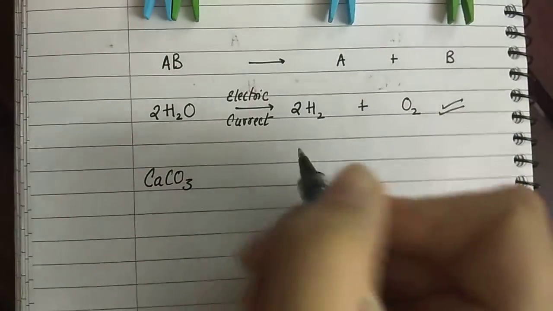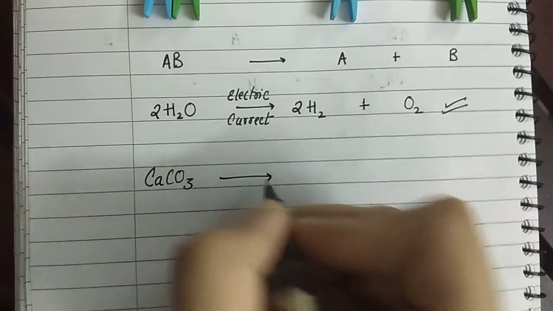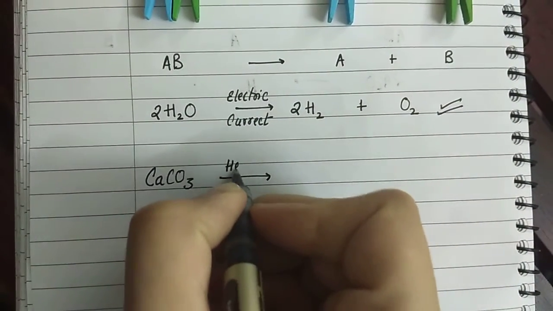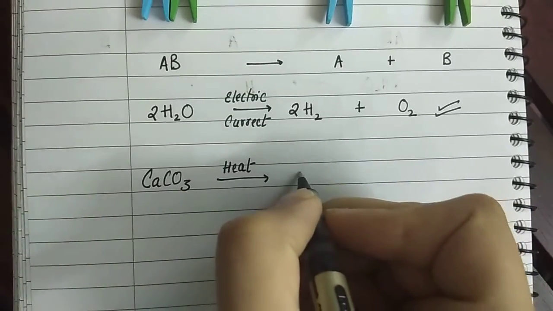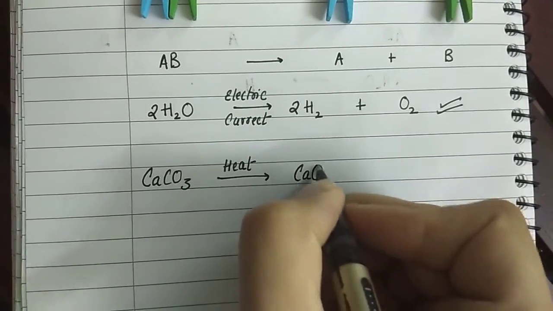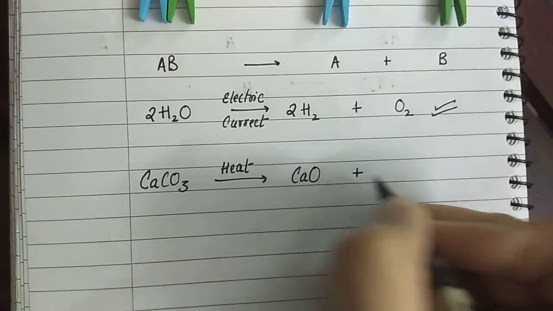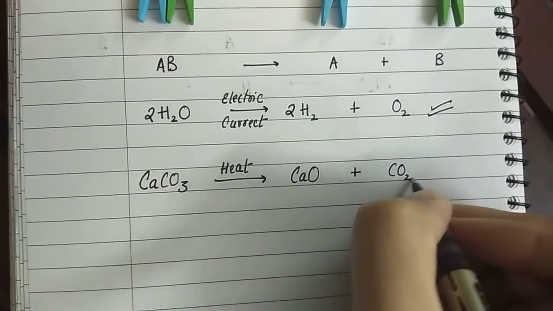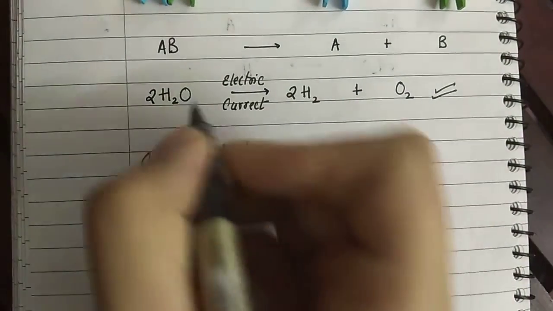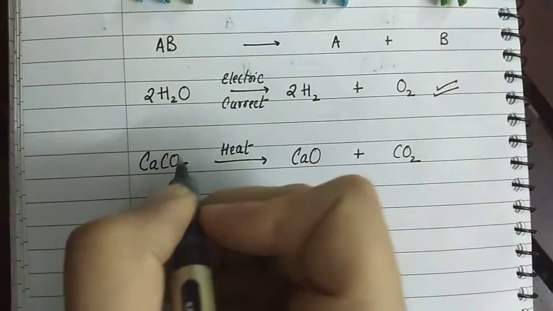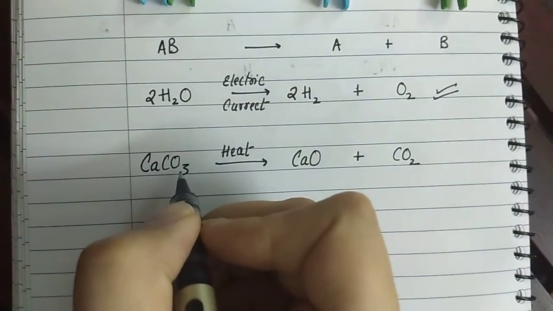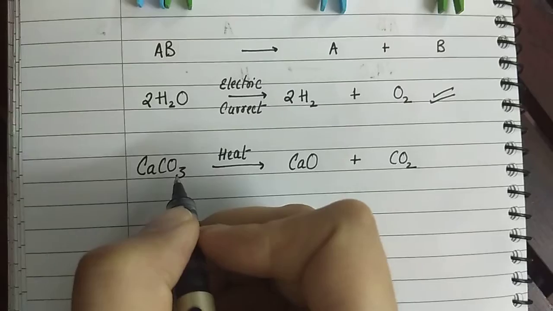CaCO3, which is calcium carbonate, it breaks down by the action of heat to produce simpler products, calcium oxide and carbon dioxide. Now what is common in both these examples? That there is one single reactant in both the cases, right?